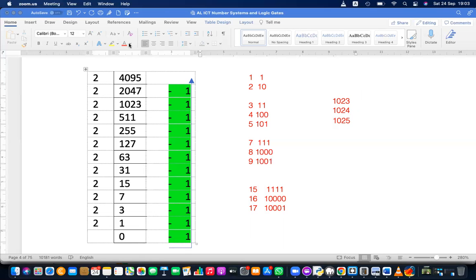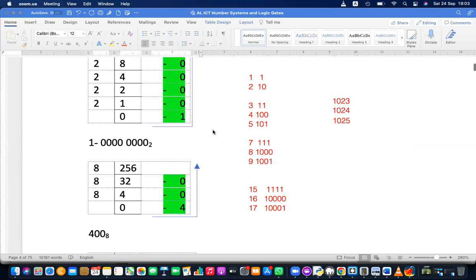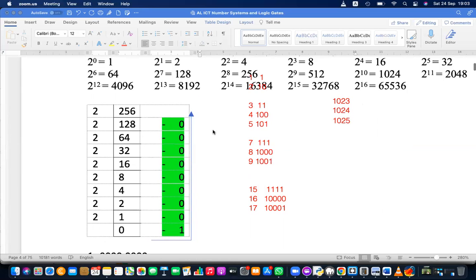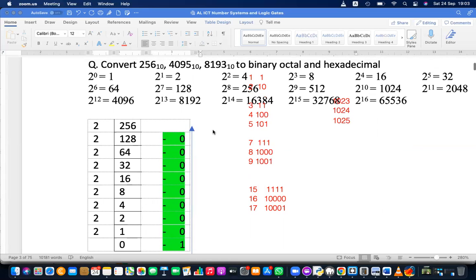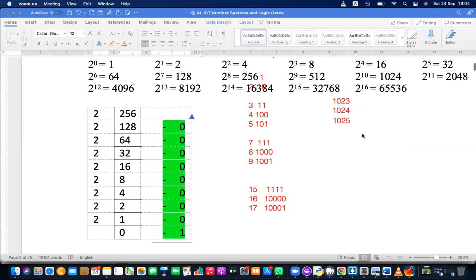Do you need to write these down? Okay, if you don't write these down, you'll get confused. So please write down these figures, 2 to the power 1 up to 2 to the power 16. Please write down these figures quickly.